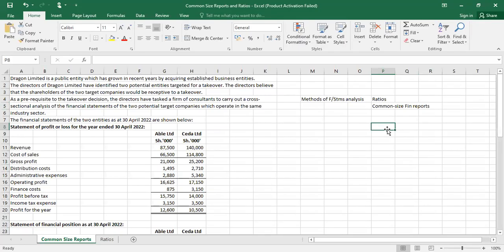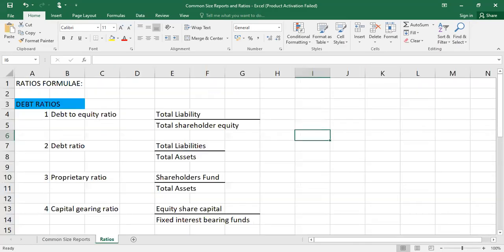Now, this is the thing, yeah? The ratios should not be problematic per se, because we have come across ratios in earlier studies. What is important for the ratios, when you go to the second sheet, I have summarized for you the various formulae for various ratios.